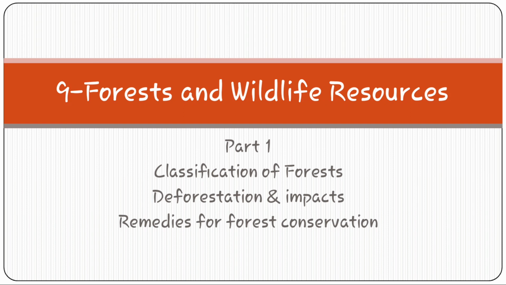Good morning, children. Today we are starting with chapter number 9, Forest and Wild Resources, page number 67 of your textbook. In this section, we will be discussing the different classification of forest, deforestation and its impacts, and remedies for forest conservation. This we have studied in standard 9, chapters 17 and 18. Again we are refreshing it and we are adding some more points.